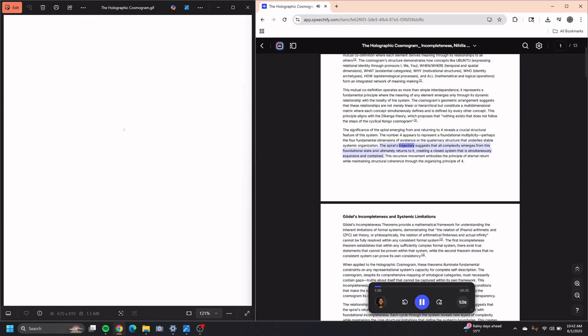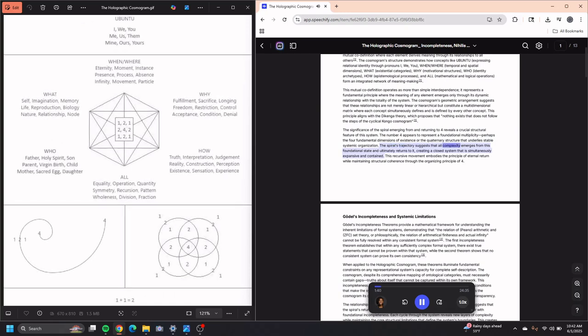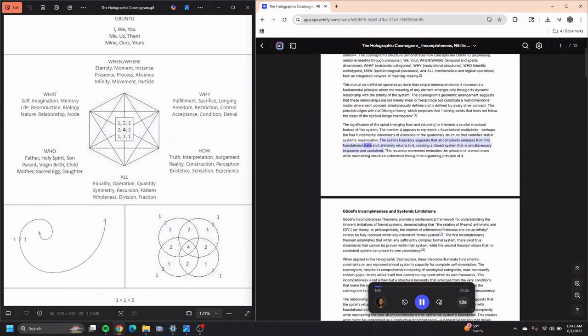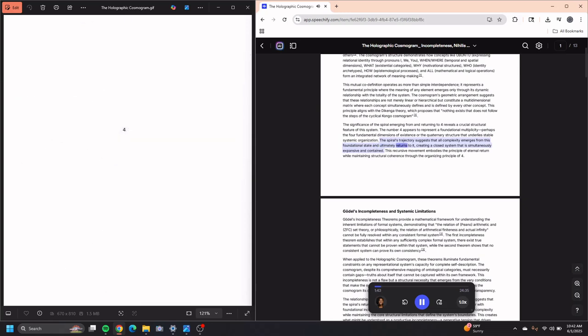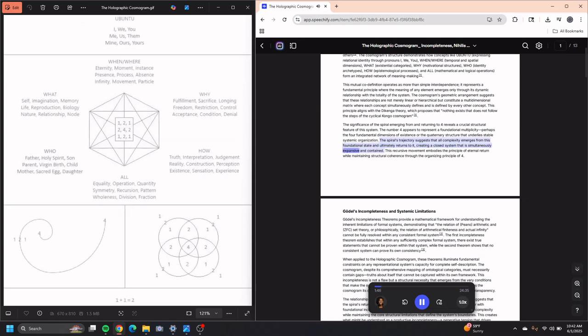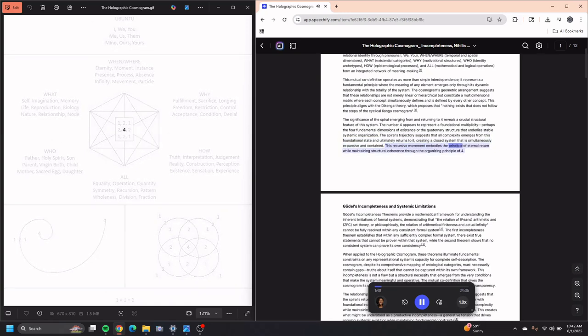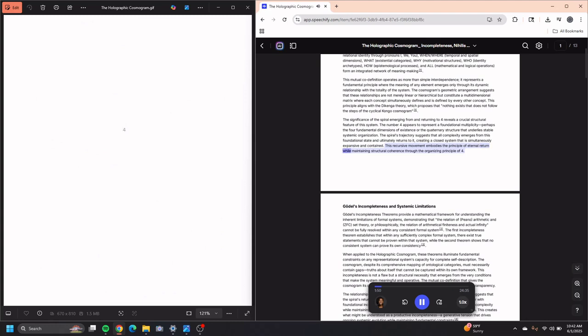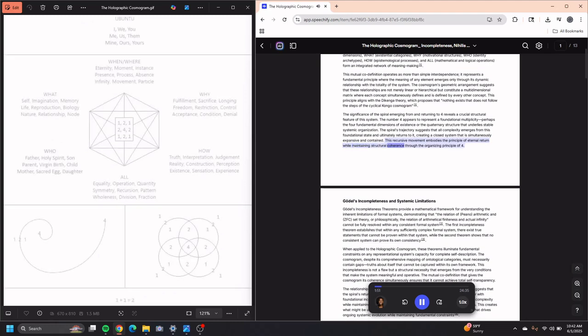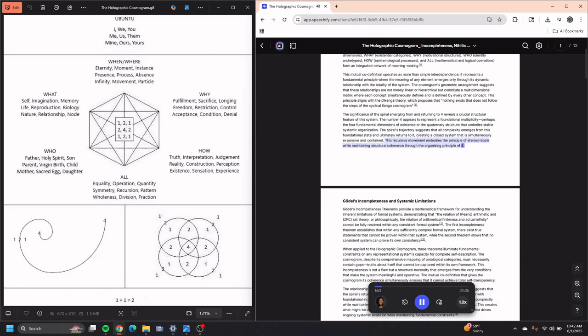The spiral's trajectory suggests that all complexity emerges from this foundational state and ultimately returns to it, creating a closed system that is simultaneously expansive and contained. This recursive movement embodies the principle of eternal return while maintaining structural coherence through the organizing principle of 4.